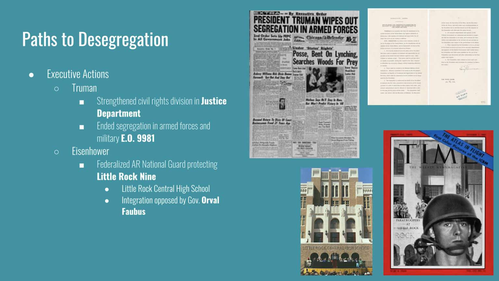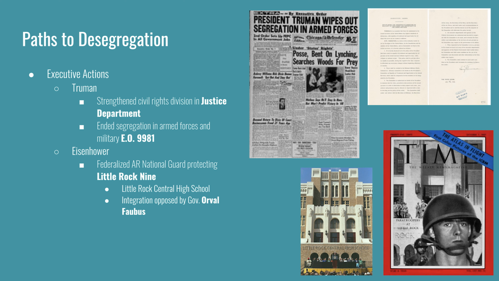The last type of action from the government was executive actions. There are two presidents in this period from the 1940s to the 1950s. They are Truman and Eisenhower. Truman strengthened the Civil Rights Division in the Justice Department when he was president. Thus, they were better able to prosecute civil rights cases to try and maintain equality. He ended segregation of the armed forces through Executive Order 9981.